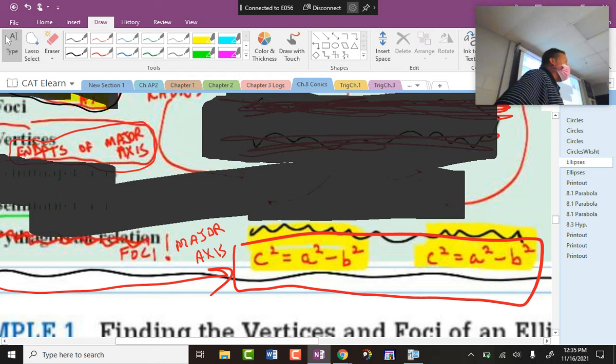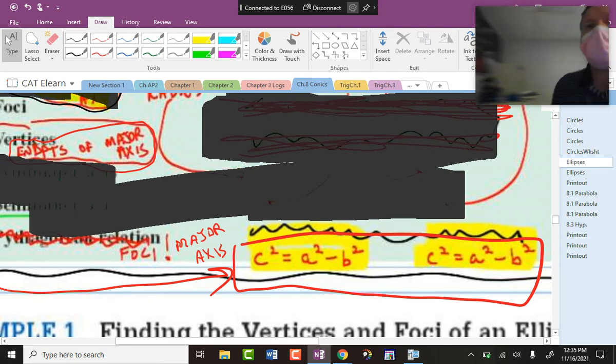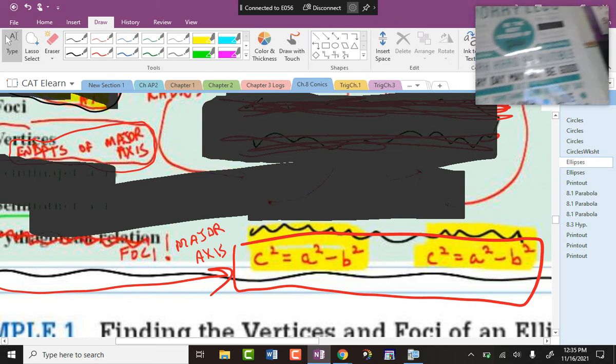And this should make sense. I'm going to tell you, you don't know this yet, but C is our focus move from the center. C needs to be smaller than A. I'm going to show that over here right now. And then this is why your formula should not be something you have to memorize.